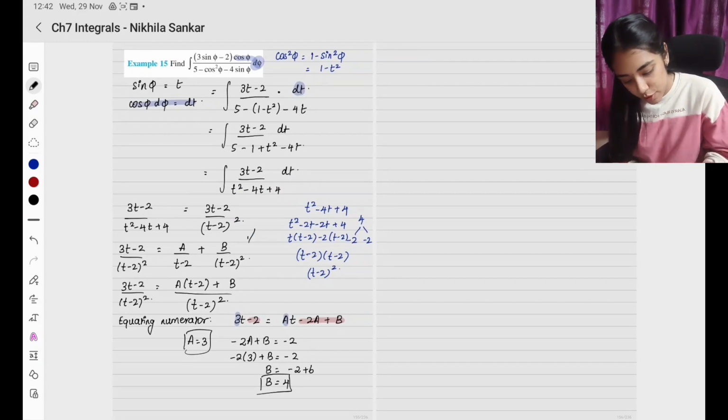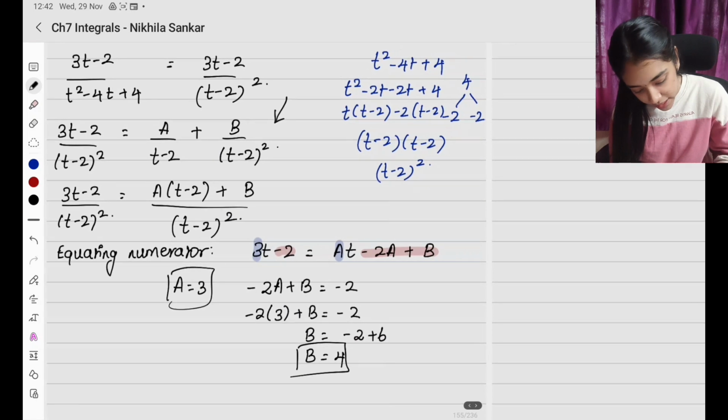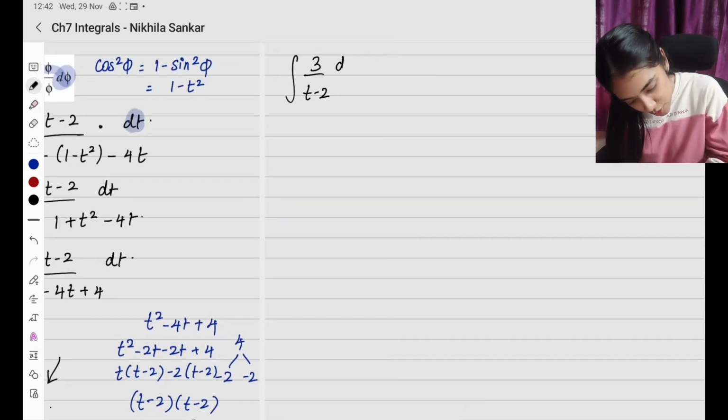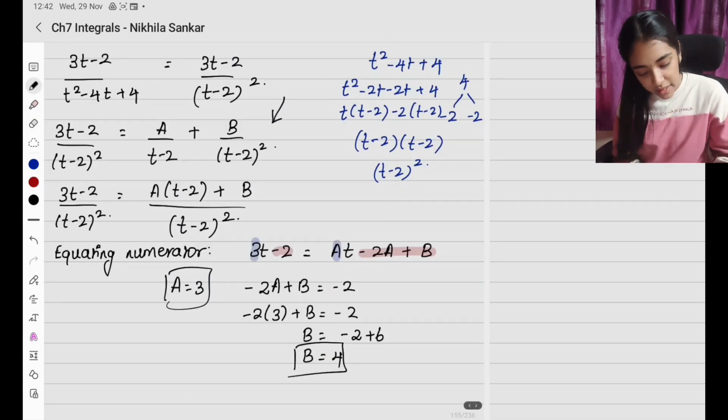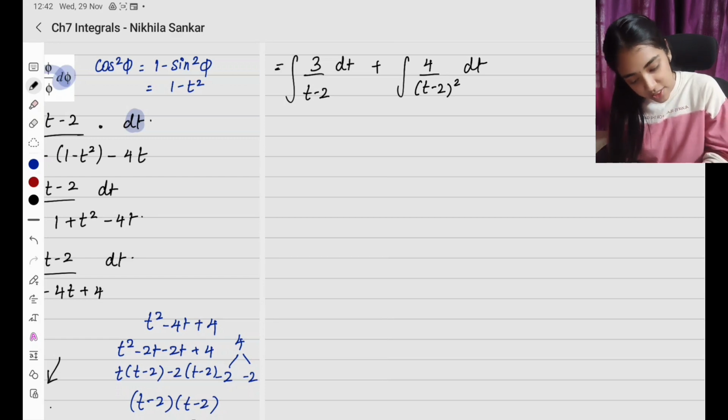இப்போ நம்ம question என்ன? I'm going to substitute in this. So the integral becomes integral 4 divided by t minus 2, see, a divided by t minus 2, which is 3 divided by t minus 2 times dt plus b divided by t minus 2 whole square. So I have plus b divided by t minus 2 the whole square times dt. So this is my question.